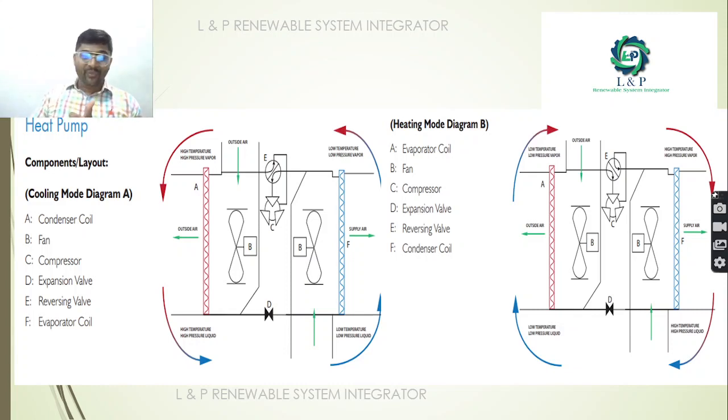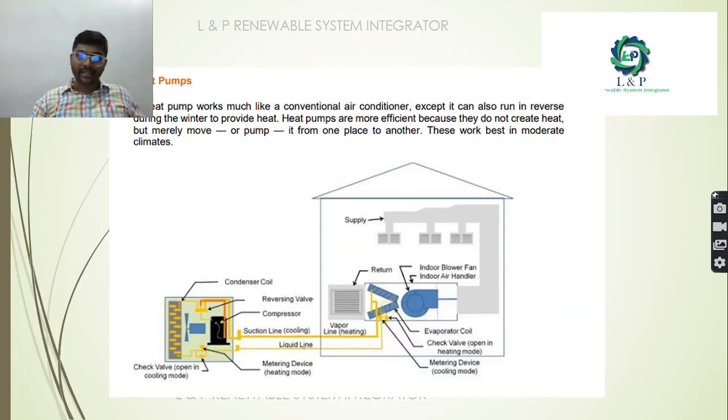In the same way, when we want to perform a cooling mode, whatever heat is present inside, with the help of the low temperature liquid and low temperature vapor, you need to take away the heat from the room to the outside air. And you need to supply the low temperature, low pressure liquid inside, so that with the help of the cooling fans, the cooled air is supplied inside the building.